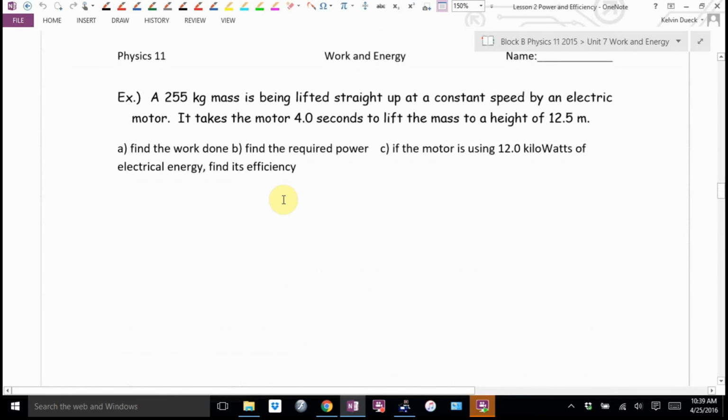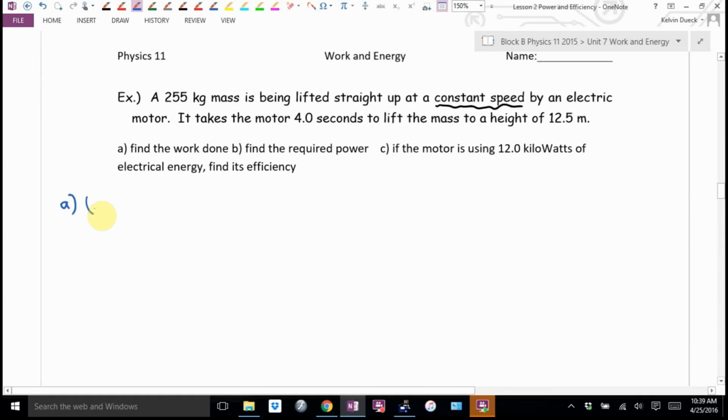A 255 kilogram mass is being lifted straight up at a constant speed. You know what? That's probably something I would mentally underline. By an electric motor, it takes the motor 4 seconds to lift the mass to a height of 12.5 meters. Okay. Part A. Boyana, what does A want me to find?